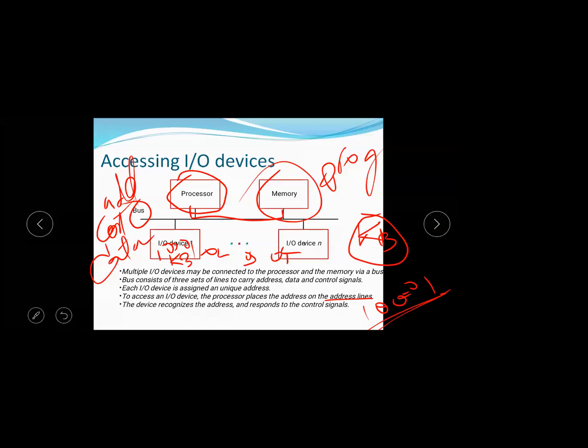Then the processor places the address of the device it wants to communicate with on the address line. The bus consists of 3 lines: address line, control line and data line. The processor places the address of the device on the address line, and that address is transmitted to each device.